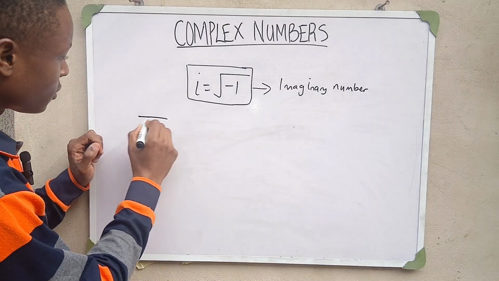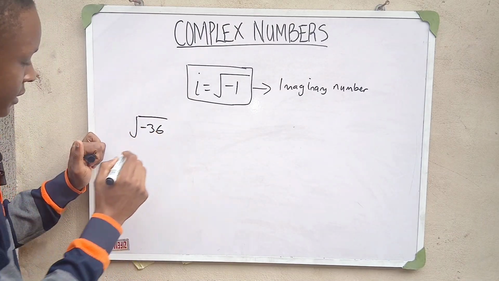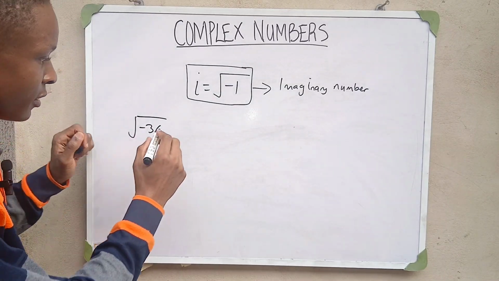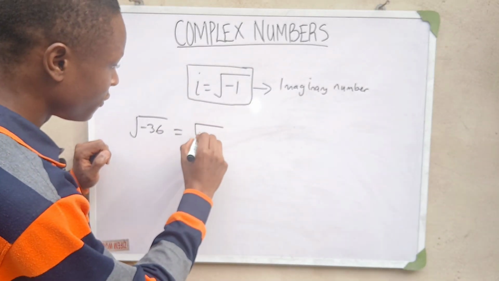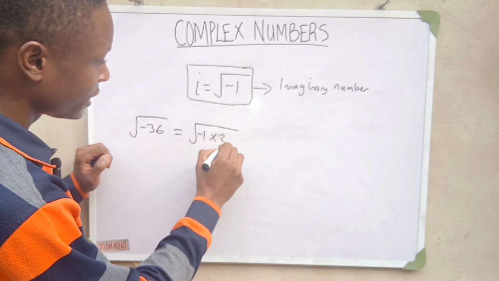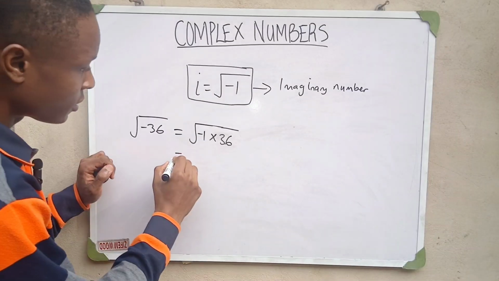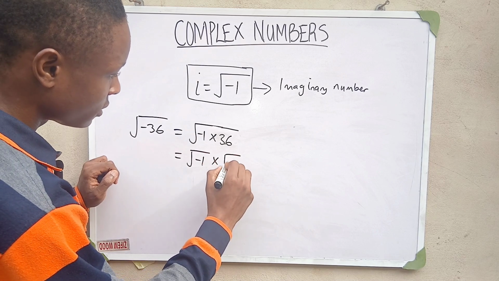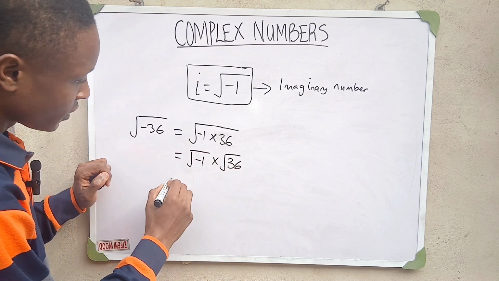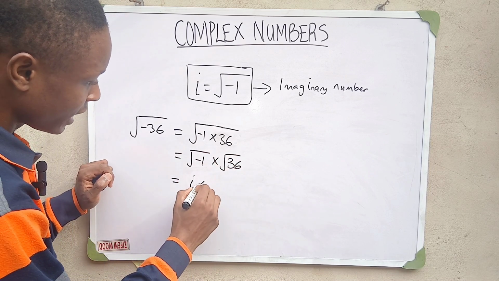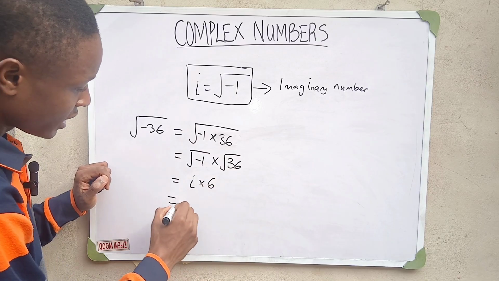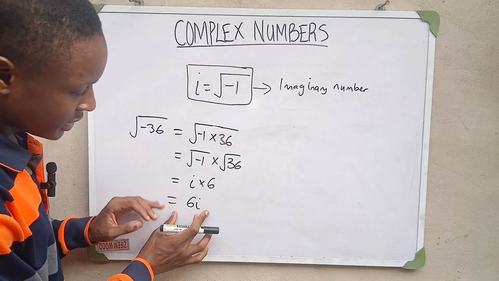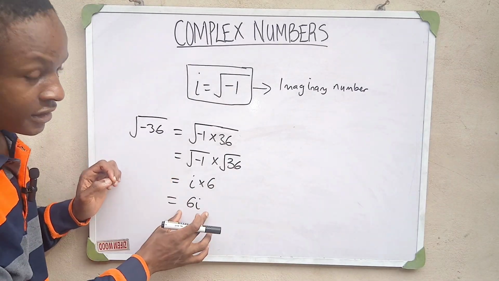If we have square root of minus 36, for us to simplify this in terms of i, we are going to have square root of minus 1 times 36, which is equal to square root of minus 1 times square root of 36, which is i times 6. So that is 6i. This is the simplified version of square root of minus 36 in terms of i.